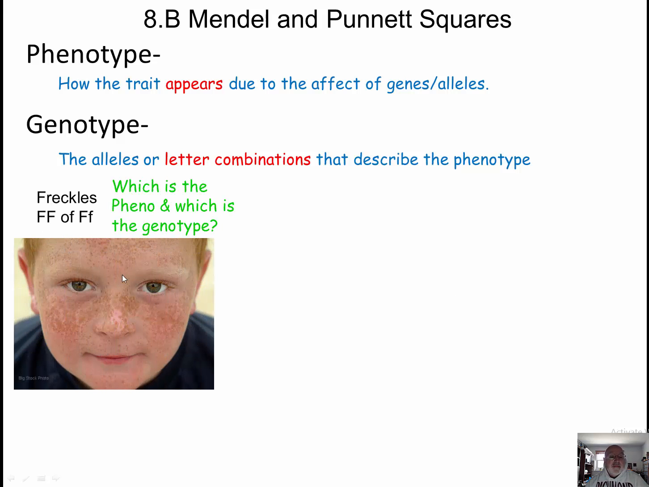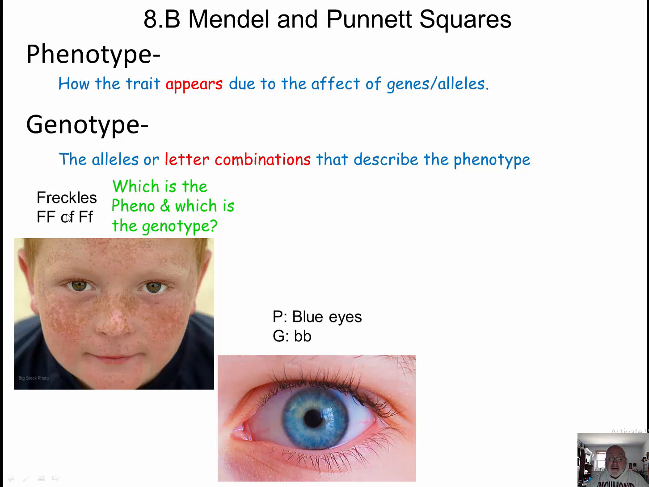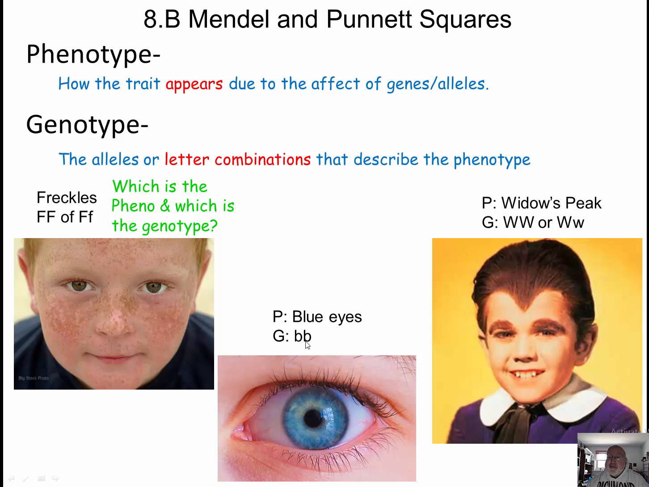So freckles. This young boy has quite a few freckles, and that'll show up as either one from each of the parents or one dominant, one recessive. Which of these is the phenotype, which is the genotype? Phenotype and genotype. How about for blue eyes? Phenotype is blue and genotype is the BB. And then what about for widow's peak?